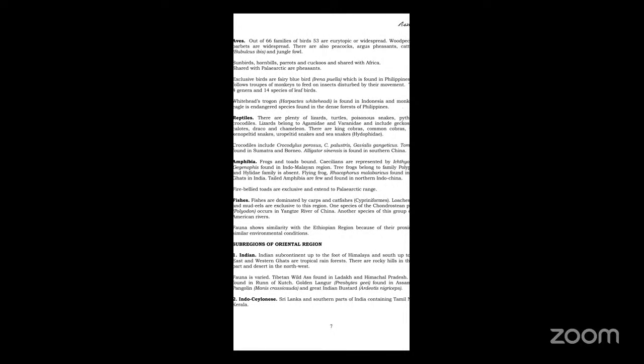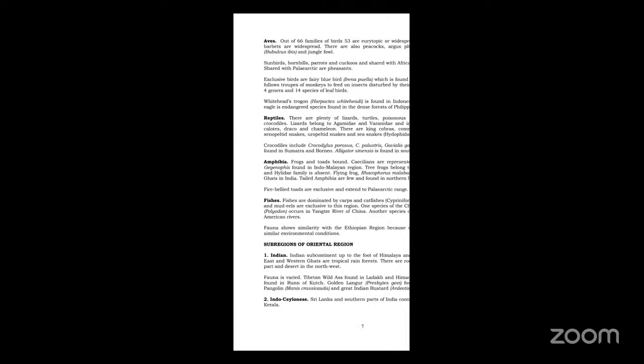Apart from that, you also have tail amphibia, which are very few in number, and they're present only in northern Indochina. Then you have fire-bellied toads, which are also exclusive, and they extend in the Palearctic range. So this is about the amphibians.